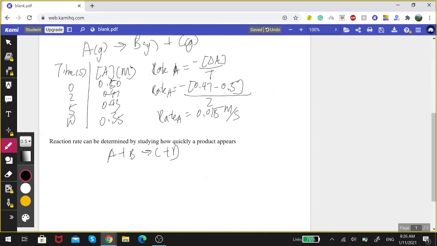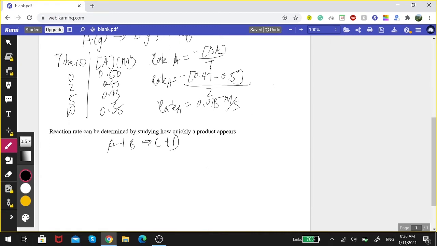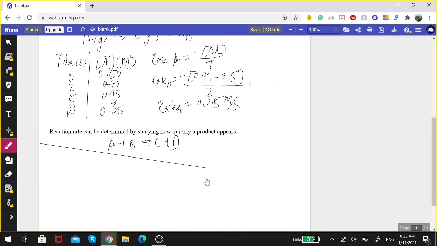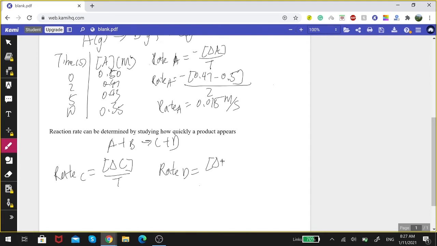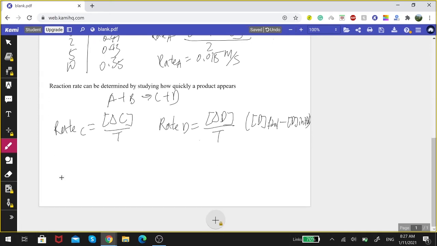Now reactants are used up during a reaction, so over time concentration is decreasing. Again, rates are always positive, so rate of C is equal to positive change in concentration of C over time. We don't need a negative sign anymore because the final will be bigger than the initial. And rate of D will be positive change in concentration of D over time. Again, this is because D final, which is a bigger number, minus D initial, which is a smaller number, will give you a positive answer. And rates are always positive, so this time we do not need to add a negative sign in front.